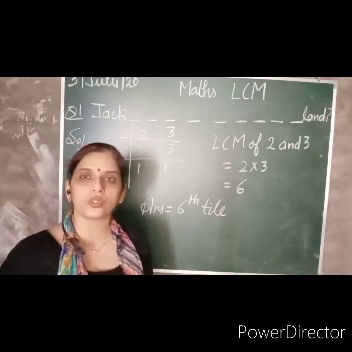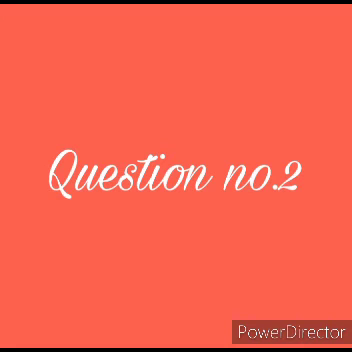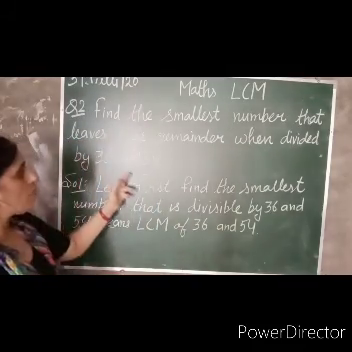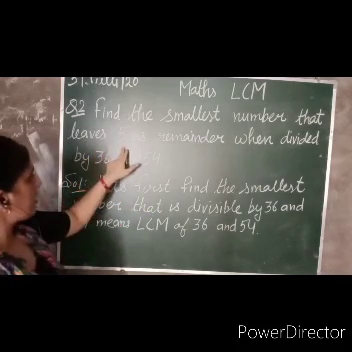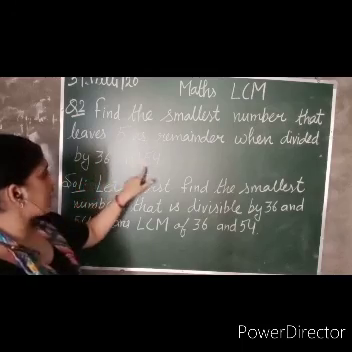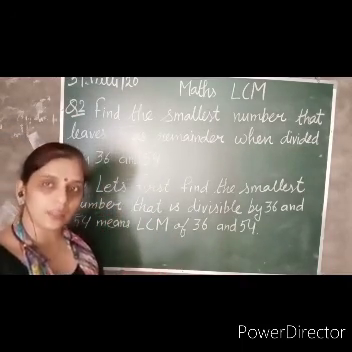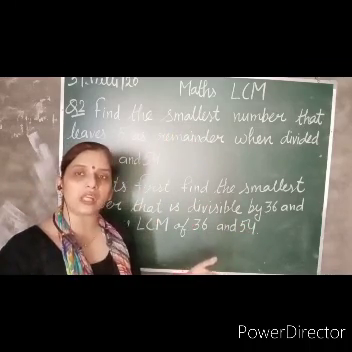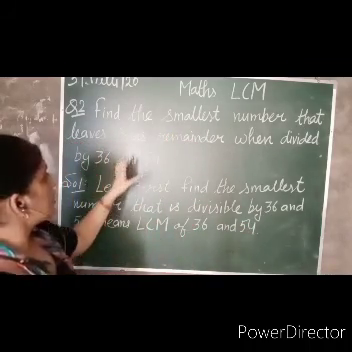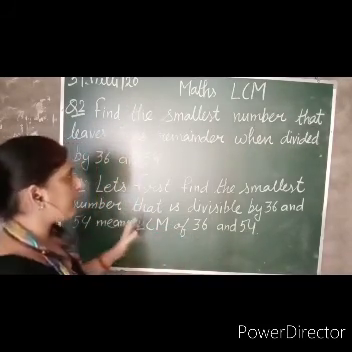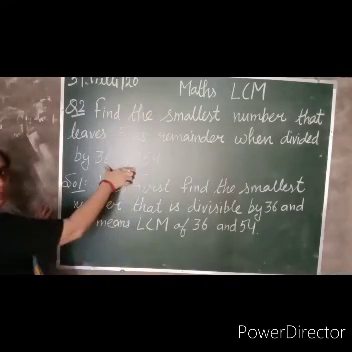Okay. Now let's move on to the next question. Here is the second question. Find the smallest number that leaves 5 as remainder when divided by 36 and 54. We have to find out a number that has to be the smallest. Again, if smallest, we have to calculate the LCM, which leaves 5 as a remainder. In this type of question, first we calculate the LCM of the given numbers.